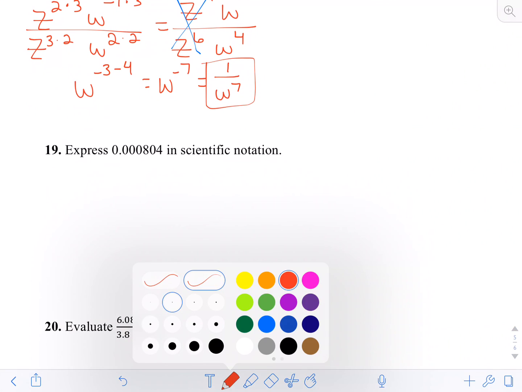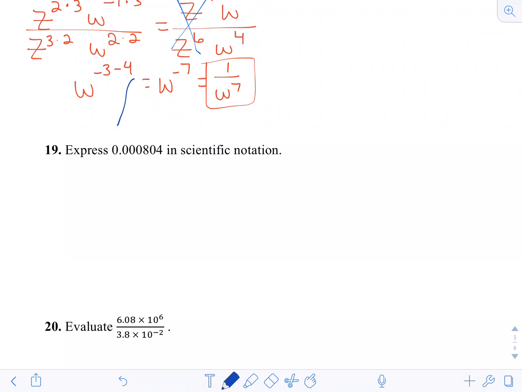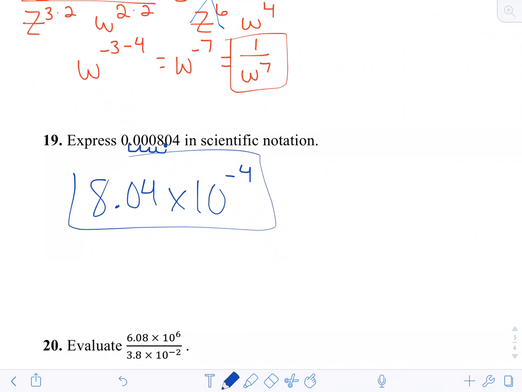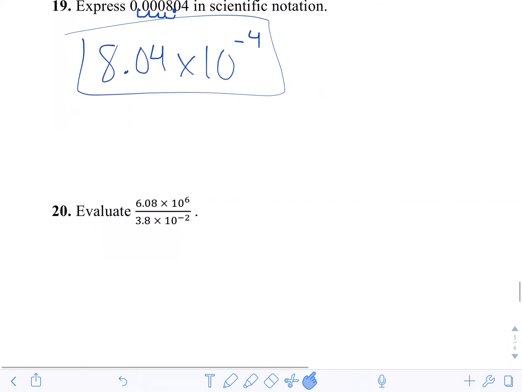Alright, number 19. Okay, I'm going to put my decimal, do not want that up there. I'm going to put my decimal right after the 8. So I have 8.04 times 10. I'm going to count how many I move. So 1, 2, 3, 4, negative 4. That's it.